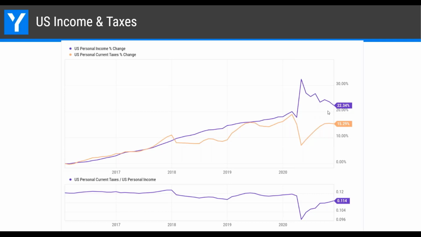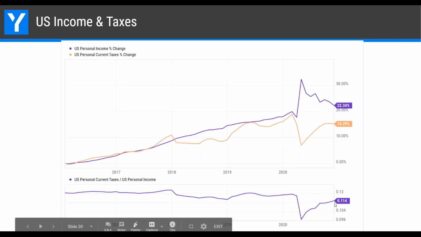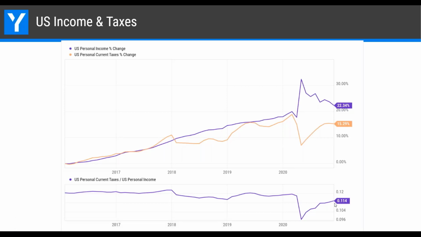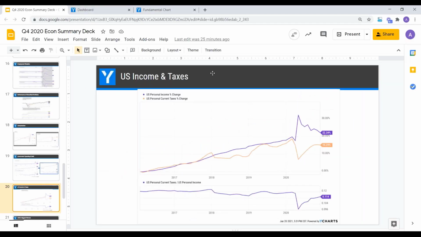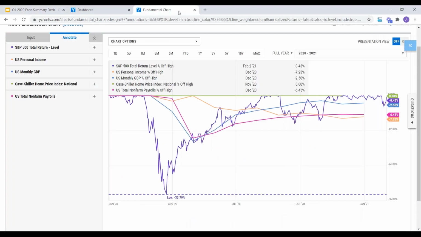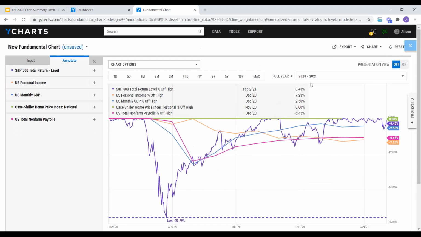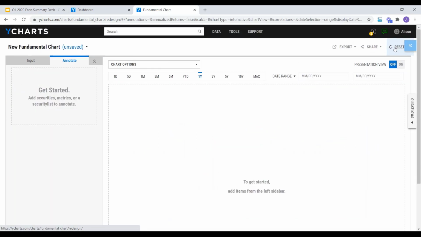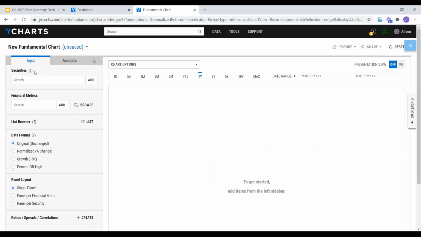Hey, Alison, I think one really cool thing about this chart is that you're showing indicators in this top panel, but then a ratio between the two in the bottom. So can you show us a quick demonstration of how to make something like this in YCharts? Yeah, definitely. So popping out of this presentation, let's jump back on that first fundamental chart we had. I'm going to go up to the right-hand corner and just reset things. And I'll jump over to my control panel and show you exactly how we can recreate this chart on YCharts. So first I'll add our indicators.